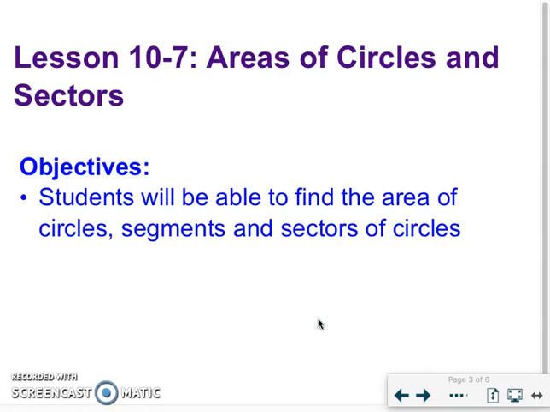Hi, these are video notes for 10.7, areas of circles and sectors. So we're going to get through the whole thing here. We're going to be talking about finding the area of a circle, which should be review, and then we'll move into segments and sectors, which should be a little bit of new material.